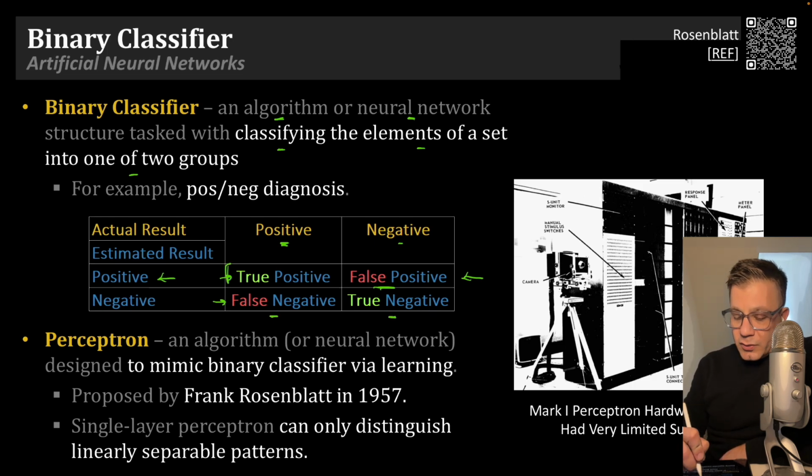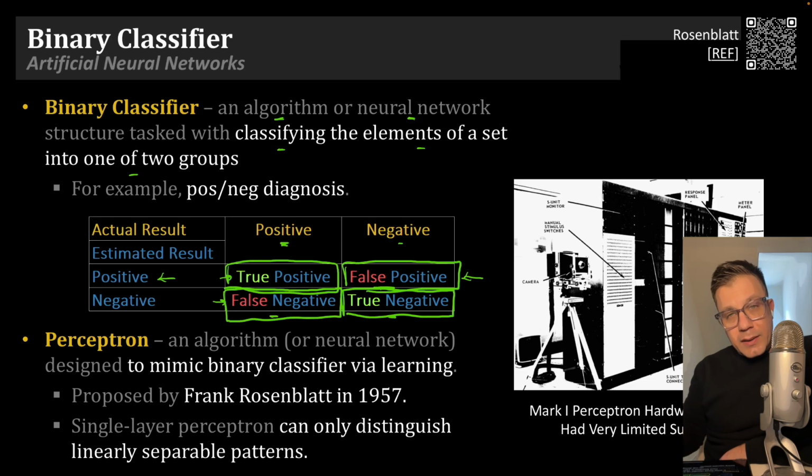So essentially, we have two cases, true positive and true negative, where the answer is correct, and then false positive and false negative is when the neural network is generating an incorrect answer. So I just wanted to make us familiar with that terminology.